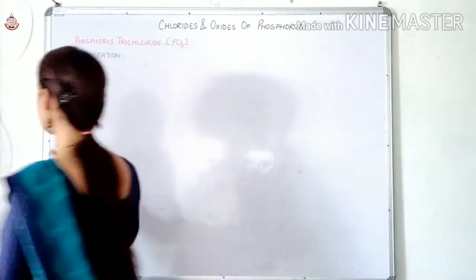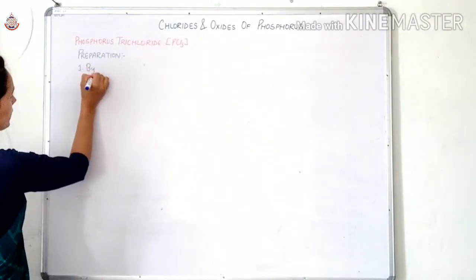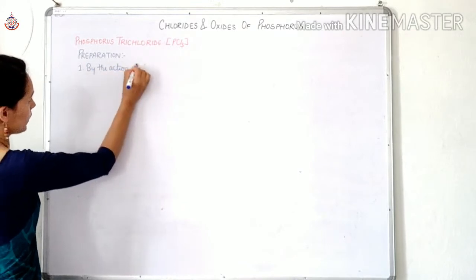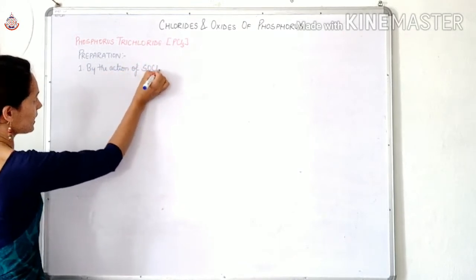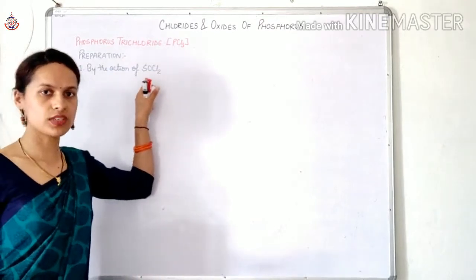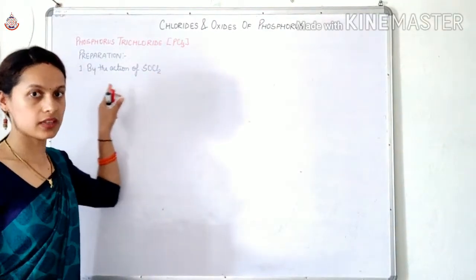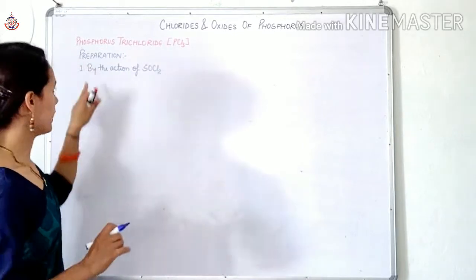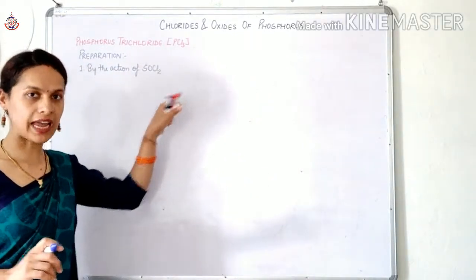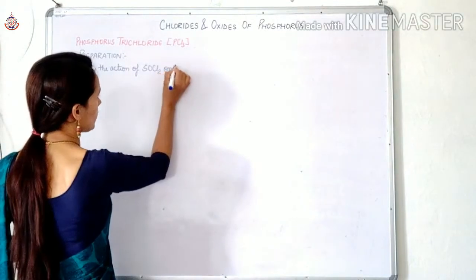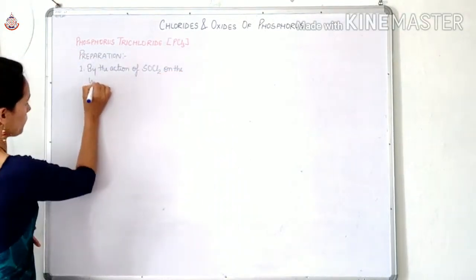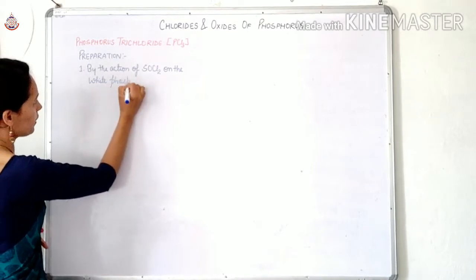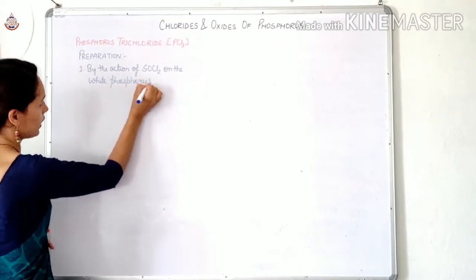What is our first method? By the action of thionyl chloride. What is thionyl chloride? Thionyl chloride is SOCl2. So by the action of thionyl chloride on the white phosphorus, we can prepare phosphorus trichloride.